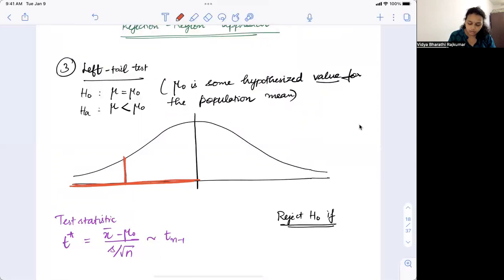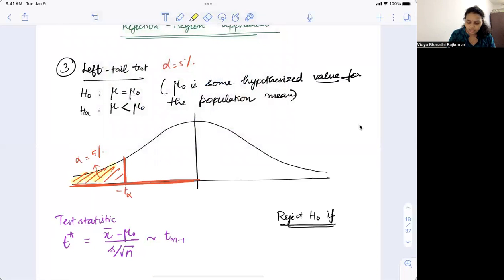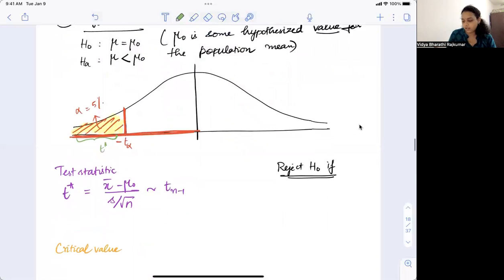And if I say that this area is equal to alpha, say 5%, if we go with the same alpha here as well, this region is 5%, and this point is actually minus T alpha. It comes from symmetry, okay? And if my test statistic happens to fall anywhere in this region, I'll say reject the null. Reject null if T star is lesser than or equal to minus T alpha. And that's all the rule there is to figuring out whether you should reject the null or not reject the null.